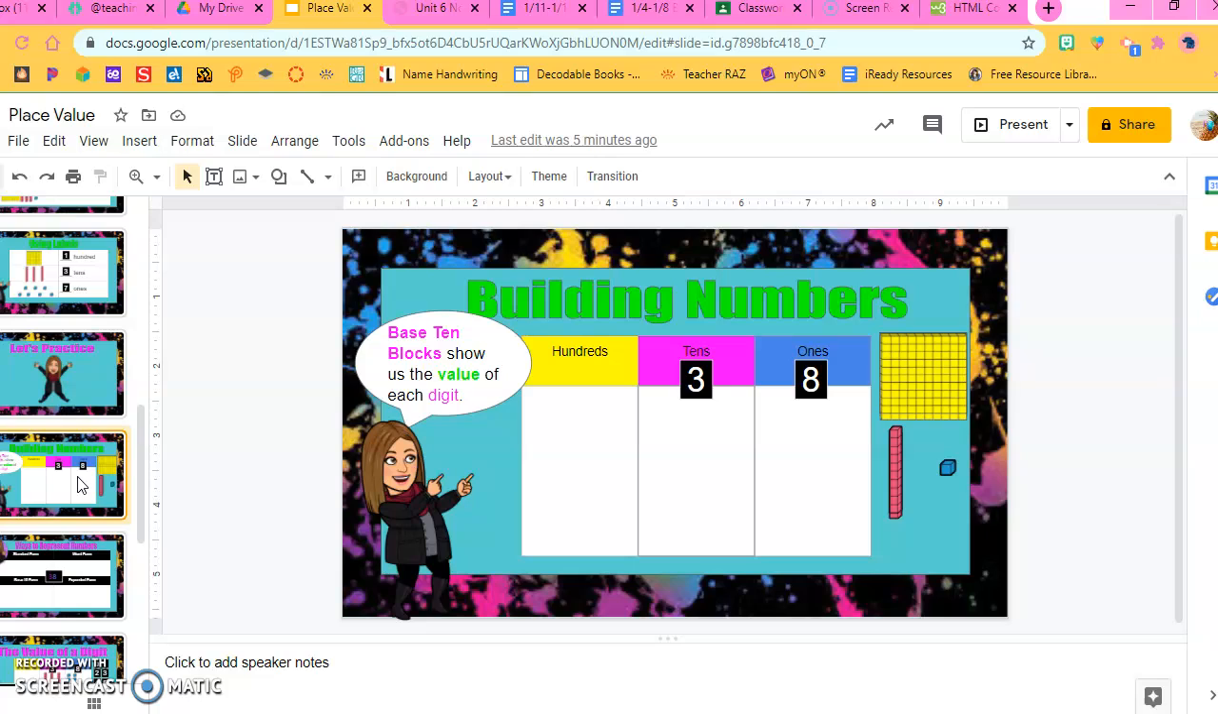So building numbers, base 10 blocks shows us the value of each digit. Remember. So I want you to build the number 38. And I know that I said that I was going to post these slides in Google Classroom so that way you could have time to practice, but I want you to be able to get a faster check of your work. So if you do have your base 10 blocks, go ahead, get those out of your baggie and try building the number 38 using your base 10 blocks. Pause the video and then come back and check your answer once you have built your number.